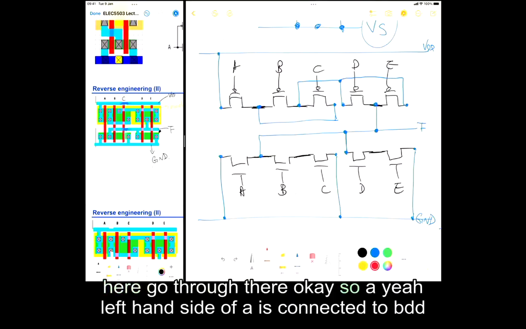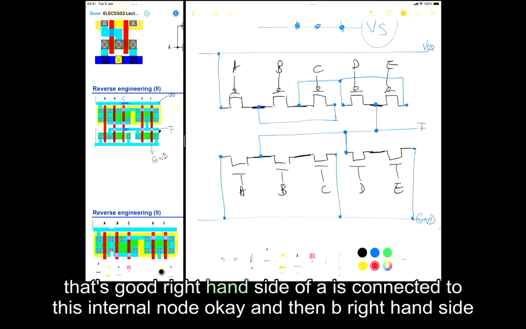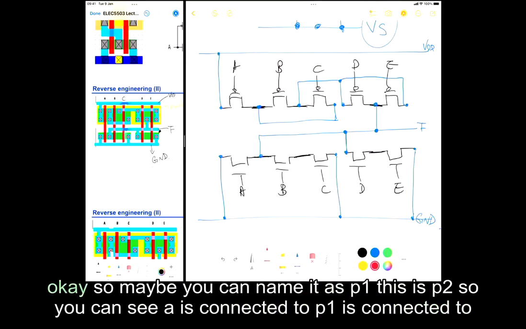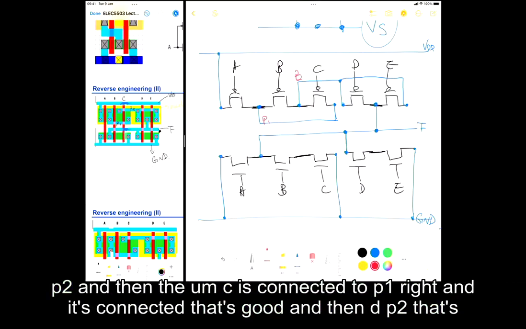Okay. So A, yep, left-hand side of A is connected to VDD. That's good. Right-hand side of A is connected to this internal node. Okay. And then B, right-hand side of B is connected to another internal node. So if you want, as I said, you can name the internal nodes. So maybe you can name it as P1, this as P2. So you can see A is connected to P1, B is connected to P2, and then the C is connected to P1, right? And it's connected, that's good.